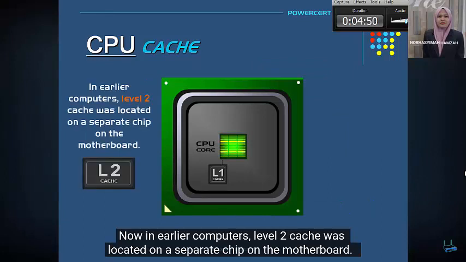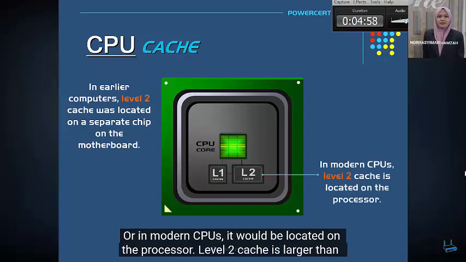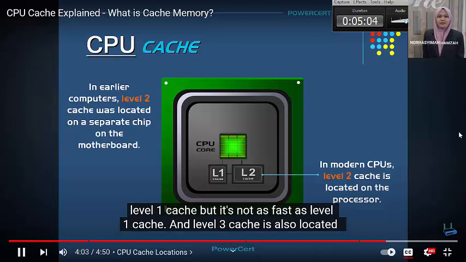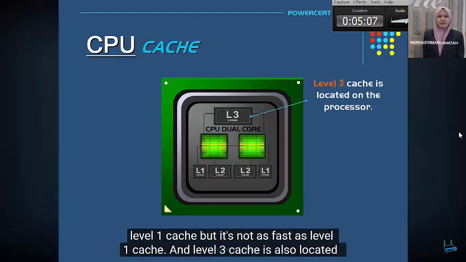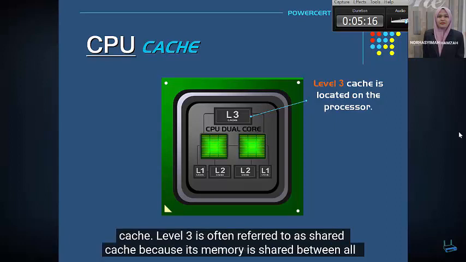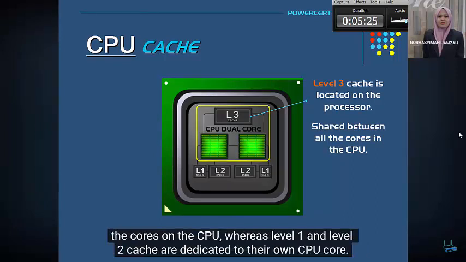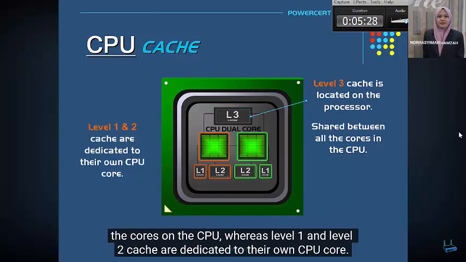Now, in earlier computers, level 2 cache was located on a separate chip on the motherboard, or in modern CPUs, it would be located on the processor. Level 2 cache is larger than level 1 cache, but it's not as fast as level 1 cache. And level 3 cache is also located on the processor. Level 3 is larger than level 2, but it's not as fast as level 2 cache. Level 3 is often referred to as shared cache because its memory is shared between all the cores on the CPU, whereas level 1 and level 2 cache are dedicated to their own CPU core.